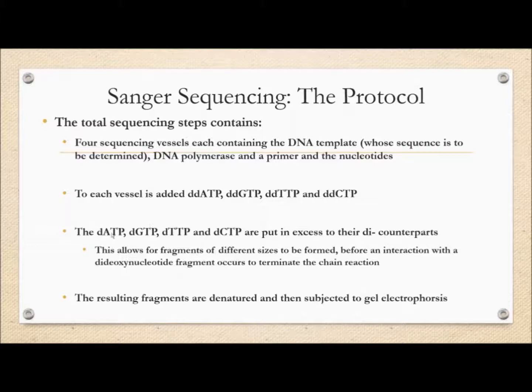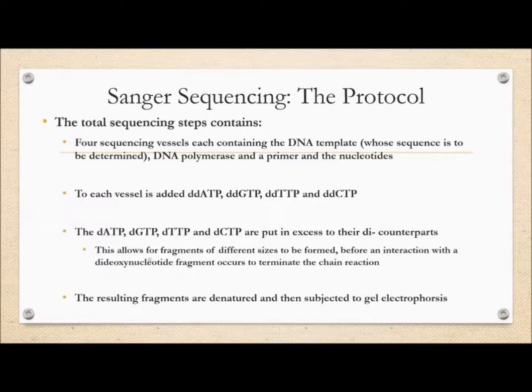So remember, we need to build these fragments. And when, for example, instead of a dATP, a ddATP gets added on, that fragment is completed. Because of the dideoxy nature of it, DNA polymerase cannot add another nucleotide to it. So you have more of the regular nucleotides because you want the sequence to be built, but then you want it to be terminated. But you don't want the building of the sequence to be terminated very quickly, and that's why we want to make sure that this is not added in excess.